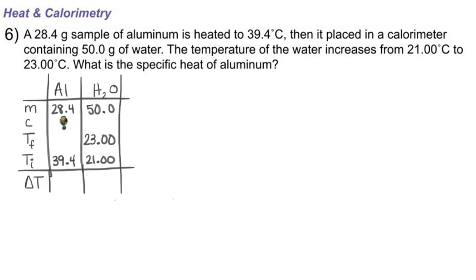Let's fill in the information we know. We know the specific heat of water is 4.184. We also know that the final temperature of the aluminum will match the final temperature of the water, so it's 23.00 degrees Celsius. Now that we have both initial and final temperatures, we can solve to find the delta T for both the aluminum and the water.